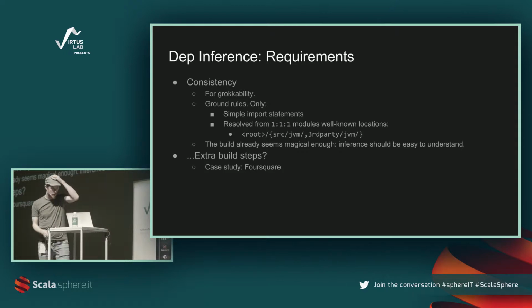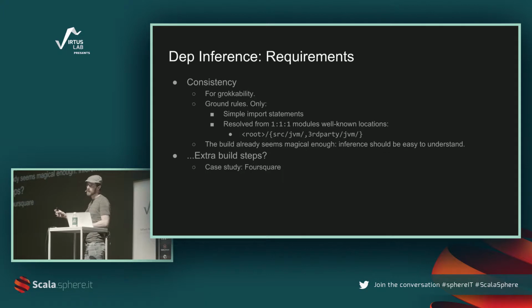So consistency. It's really important that if you're going to do Dep Inference, that it's kind of obvious what's happening. So some ground rules are really important. You should only try to do this for really simple import statements. If the import is complex, or it might shadow something, or there's something else that it might shadow, wildcards can be hard. So you want to keep these simple. The upshot, though, is that if you keep your imports simple, you don't have to repeat yourself.